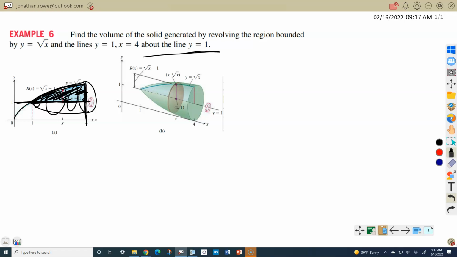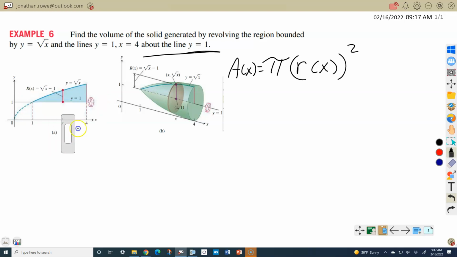So all we need is pi. The area as a function of x is equal to pi times the radius as a function of x squared. So we just need the radius as a function of x. What is the radius? The radius that is revolving around that line is this distance right here. That is the radius. So what is that?